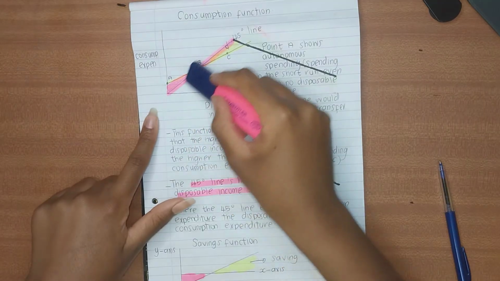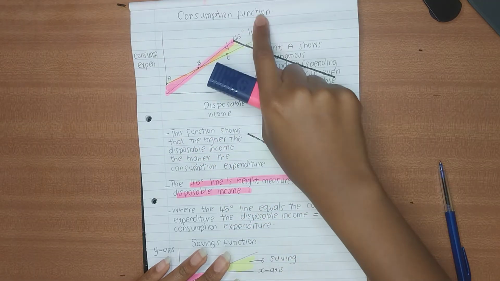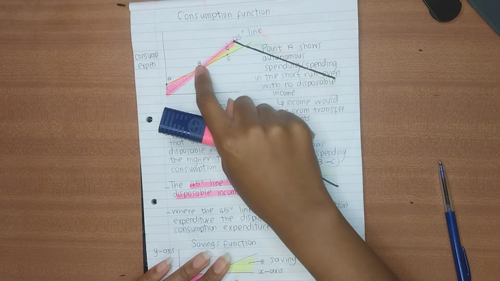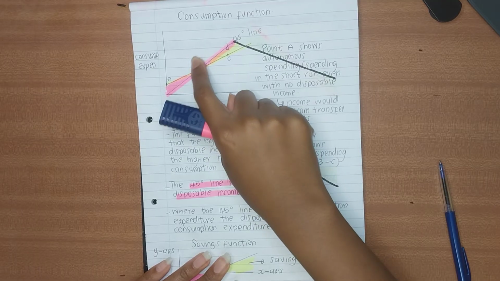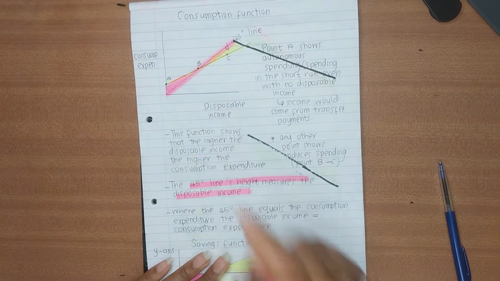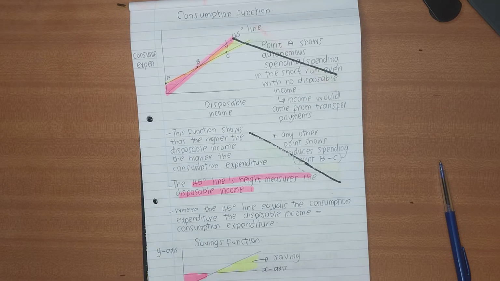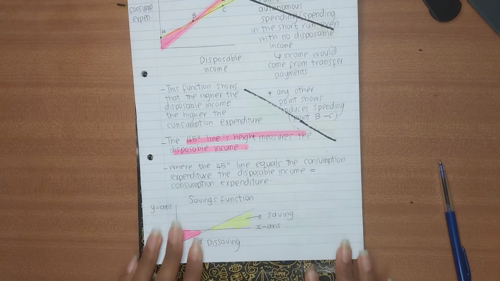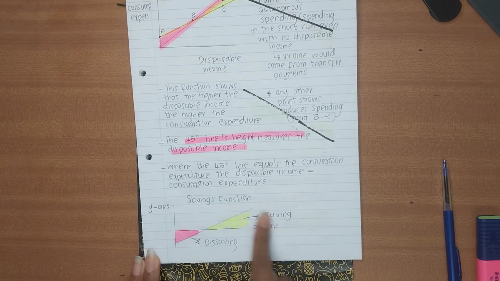So this 45-degree line actually shows me the height of my disposable income. So when my consumption function meets my 45-degree line, it's actually an equilibrium point, right? Where my consumption is equal to my disposable income. So that's what I was saying here. Remember we talked about the consumption function. Now we are talking about the saving function. So on the saving function, this is how the saving function looks.